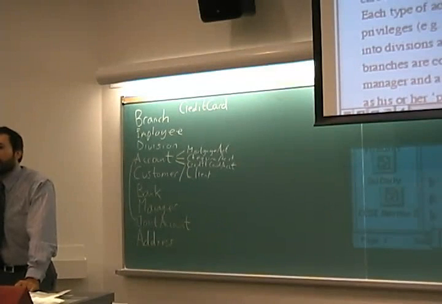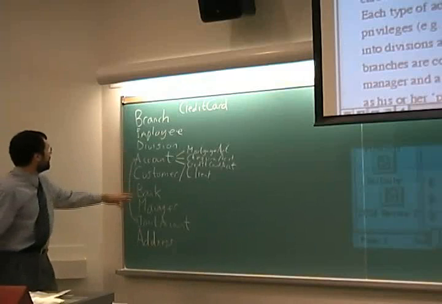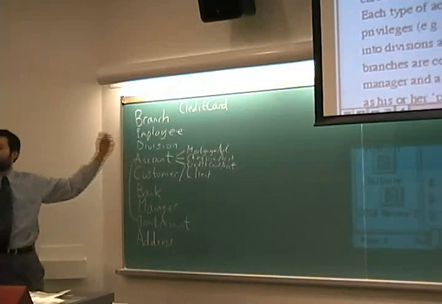Now, what do you think is the central class or the central couple of classes in what we've written down here? Hands up, where should we start the process of modeling from? One person says bank. Any other suggestions as to what might be the central class?